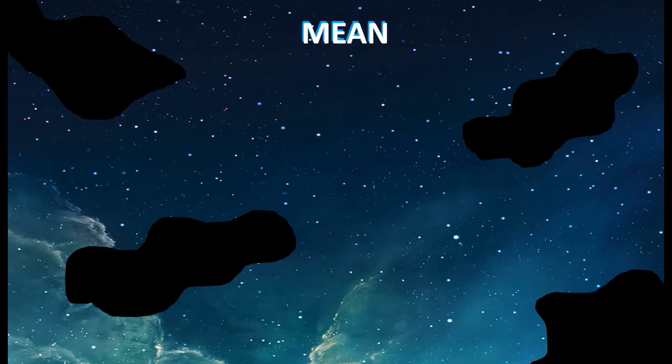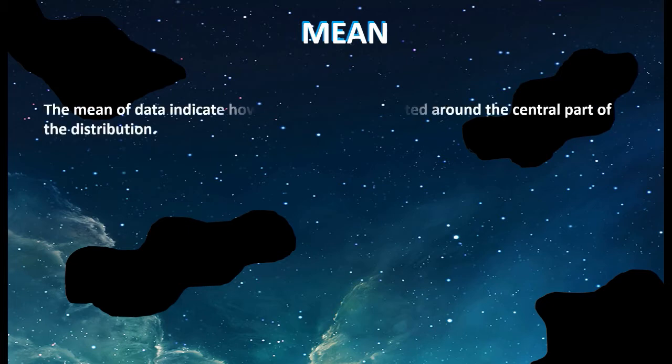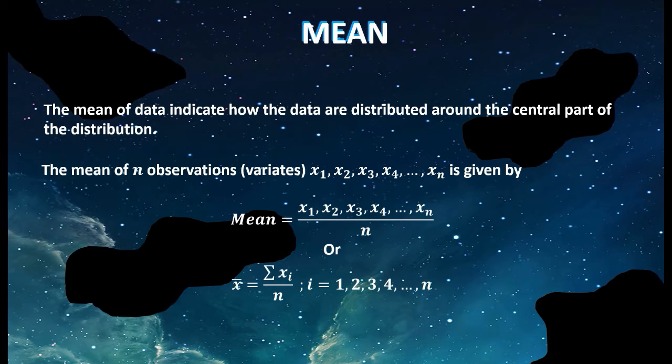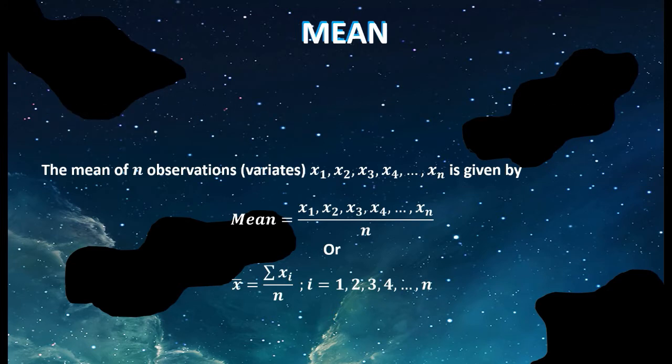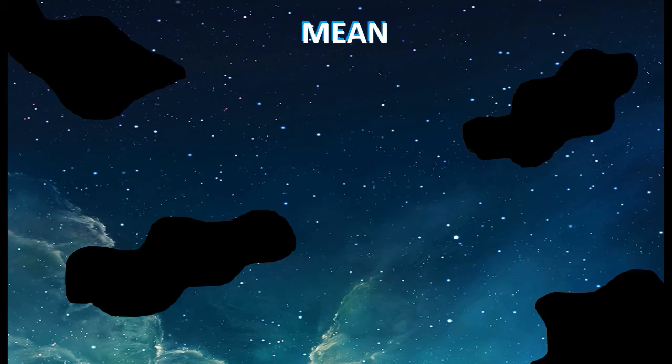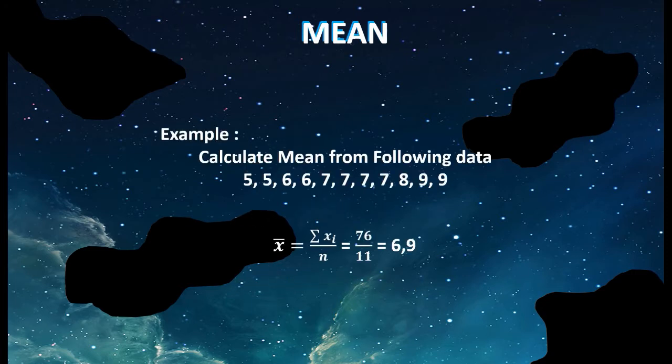The mean of data indicates how the data are distributed around the central part of the distribution. The mean of n observations x1, x2, x3, x4, and so on is given by mean equals x1 plus x2 plus x3 plus x4 and so on, over n. And here we have an example.